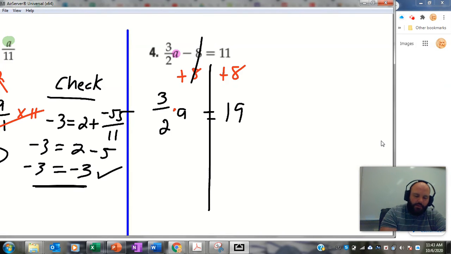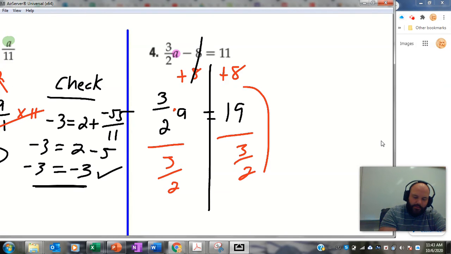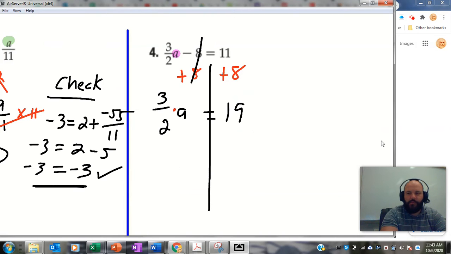So normally to undo multiplication, we would say, okay, we're going to divide by 3 over 2 like this, right? We would divide by 3 over 2. The issue here is that we don't divide fractions. We just can't. So what we have to do, if you remember from the review packet, is what we call keep, change, flip, which is when you have division, you keep the first one, you change the division to multiplication, and then you flip it over. So we're actually going to multiply both sides by 2 over 3.